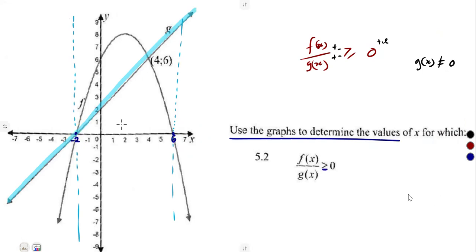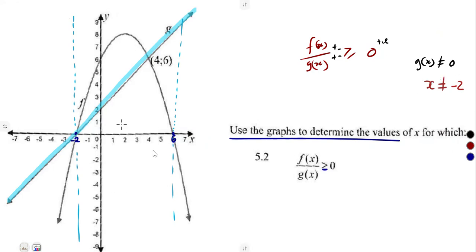At minus 2, g(x) will be equal to 0. So therefore, we are saying x cannot be equal to minus 2, because at minus 2, g(x) will be equal to 0, and we do not want it to be equal to 0. All right, so anyways, this is it.